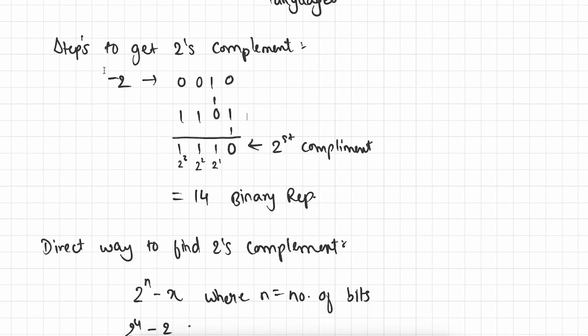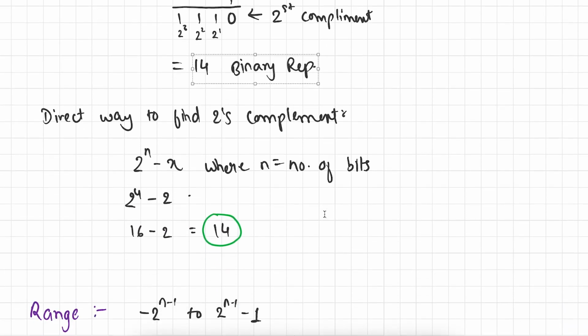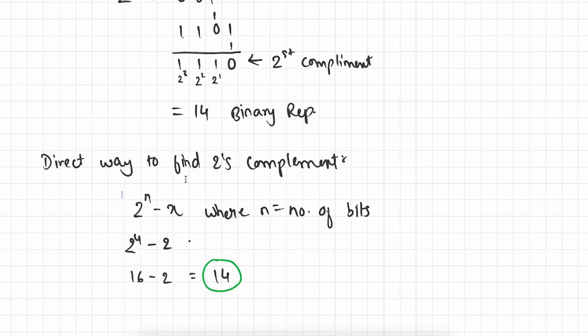So what is the 2's complement of minus 2? It is 2 to the power 1 plus 2 to the power 2 plus 2 to the power 3, and that is 14. So the binary representation of 2's complement of minus 2 is 14. There is also a direct way to find 2's complement, and that is 2 to the power n minus x, where n is the number of bits. Here we are talking about only 4 bits, so 2 to the power 4 minus 2 becomes 16 minus 2, which is 14. So this is the direct way to find the 2's complement of any number.